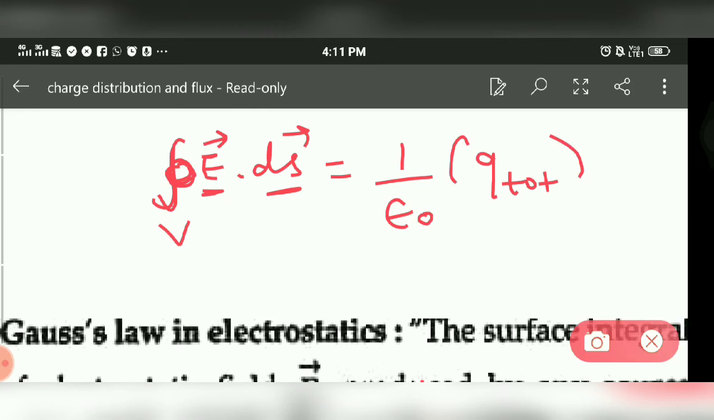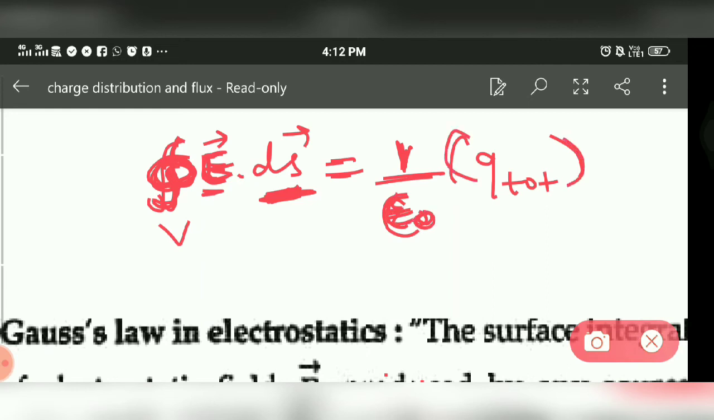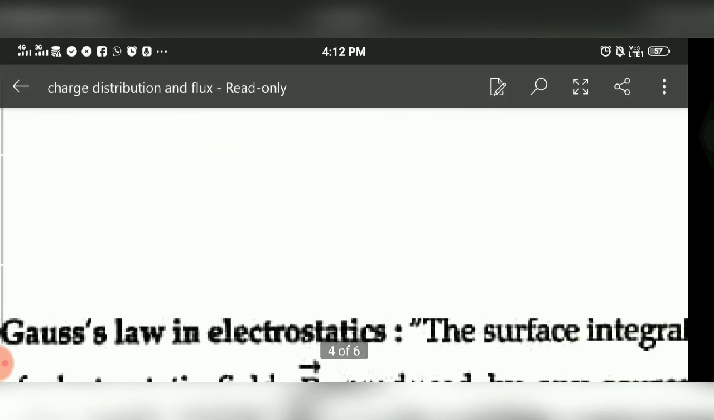So again I'm repeating, the surface integral of electric field over a closed surface is equal to 1 by epsilon naught times the total charge enclosed by the surface. So this is the definition of Gauss law of electrostatics.